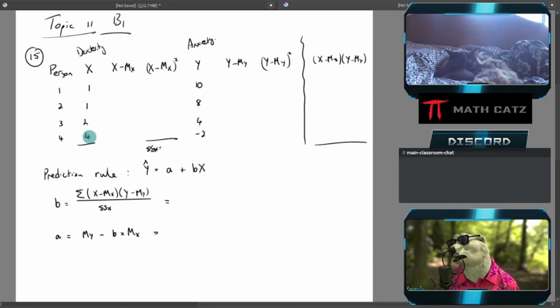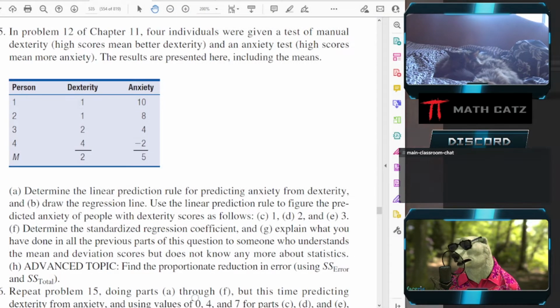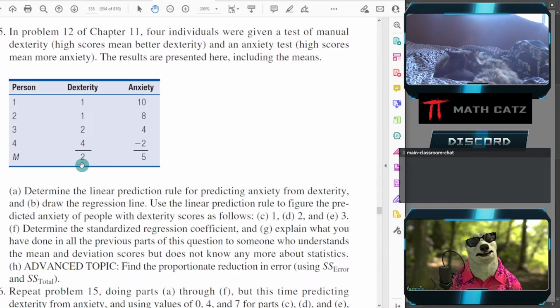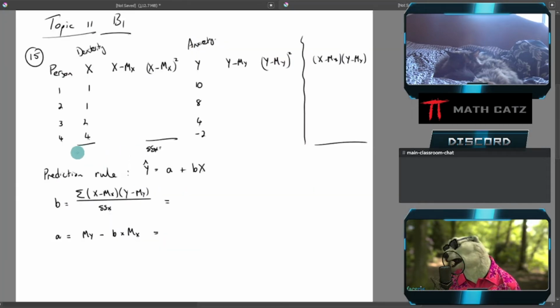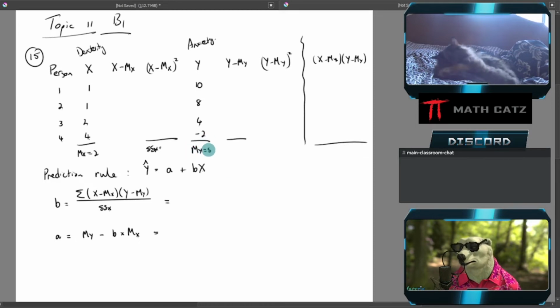So we have to find the mean. I think they're nice enough here to give us the means, 2 and 5, just to save us some effort. But of course we can calculate that ourselves as well. Add up all the numbers here, divide by 4, and we get 2. But they're just saving some time. Over here, mean y score, 5. You add them all up, you get 18, 22, 20 divided by 4 is 5. Okay, so nothing special there.